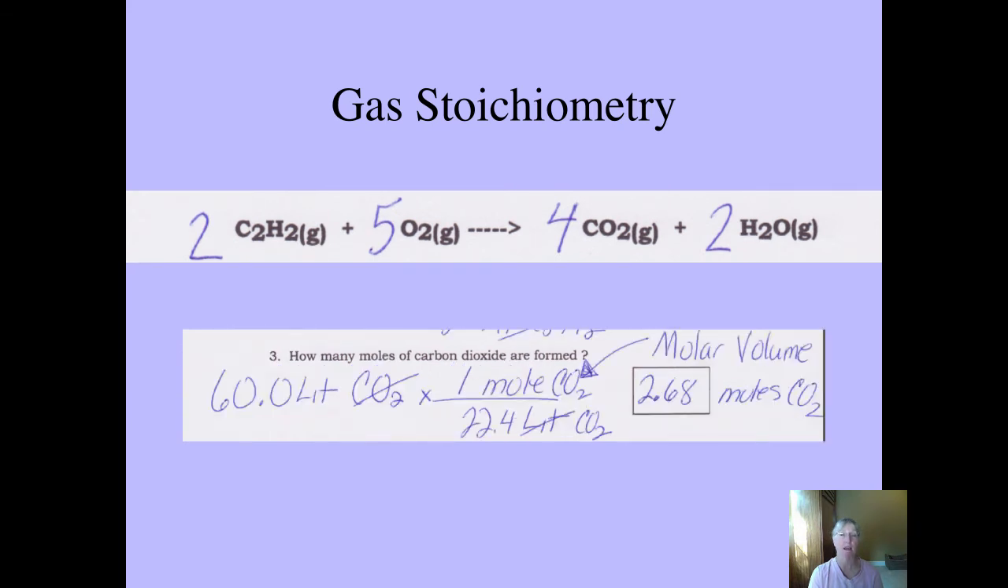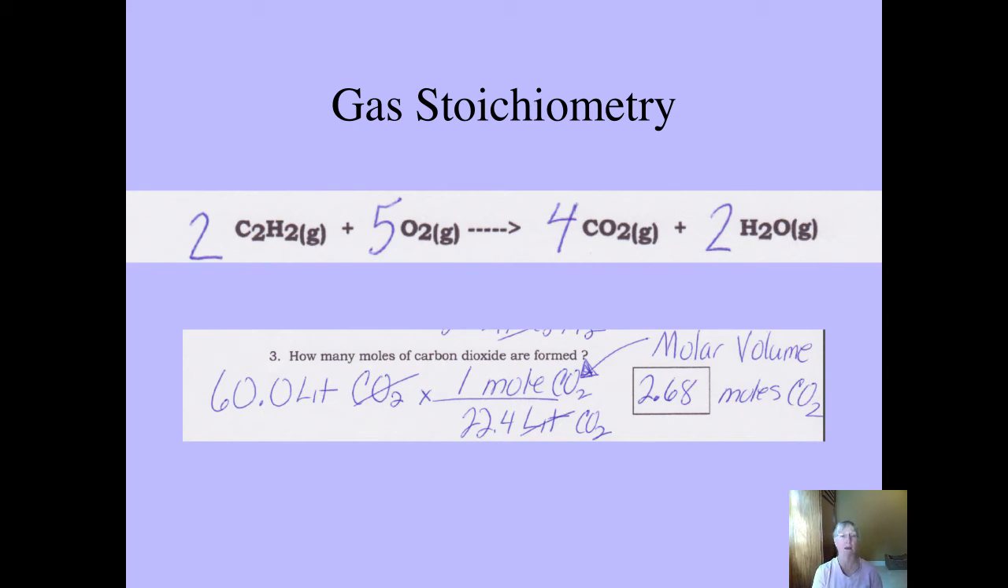Question 3 asks, now let's take that 60 liters of carbon dioxide from the previous problem and turn it into moles. Here's the other cool part about gases. 1 mole of any gas occupies 22.4 liters of space. And that's where this guy came from, the molar volume. So if you're ever given liters and they want moles of a gas, or if they've given you moles and they want liters, and you know you're at STP, just divide or multiply by the 22.4. So 60 liters of CO2 is really 2.68 moles of CO2.